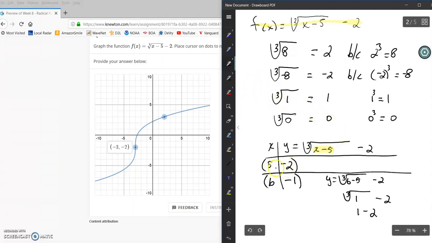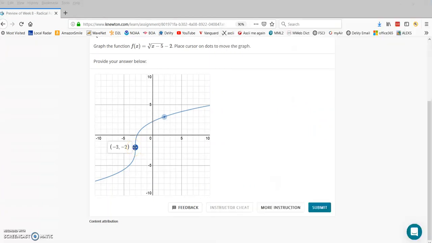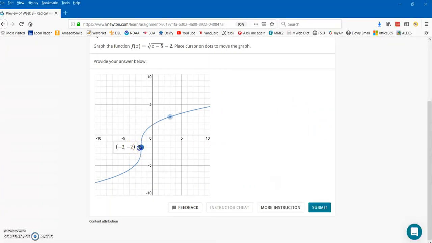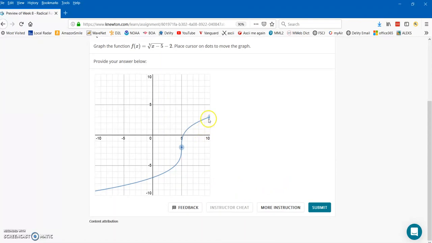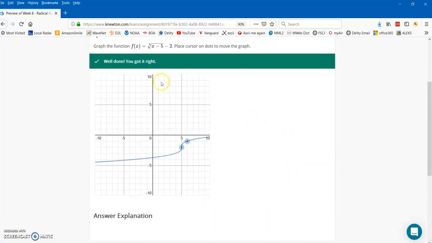So let's do the first one, 5, negative 2. I'm going to grab this point right here and move it to 5, negative 2. There it is. And then I'm going to get the next point, and it's got to be 6, negative 1. Let me see if I can grab it there. Yes, so 6, negative 1. Now remember, if you want to make sure you're in the right spot, just click on the point and it'll bring up the ordered pair. That one's correct. That one's correct. So let's hit submit, and it should tell us we did it right.